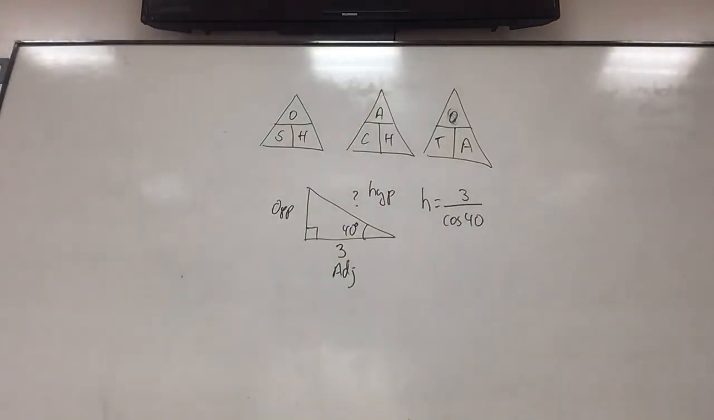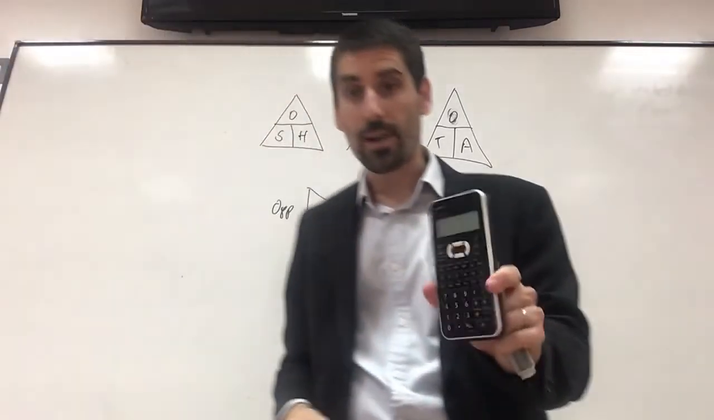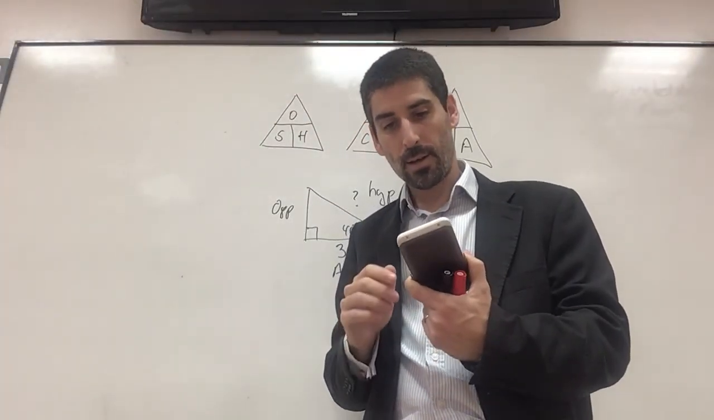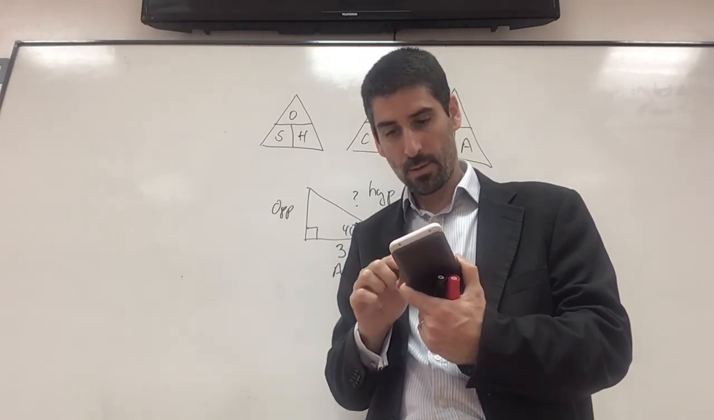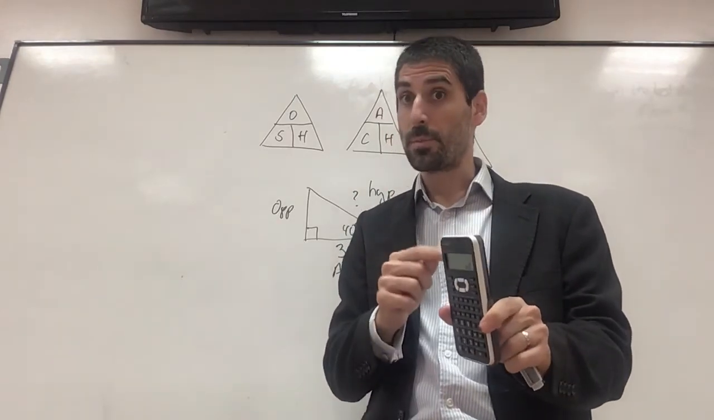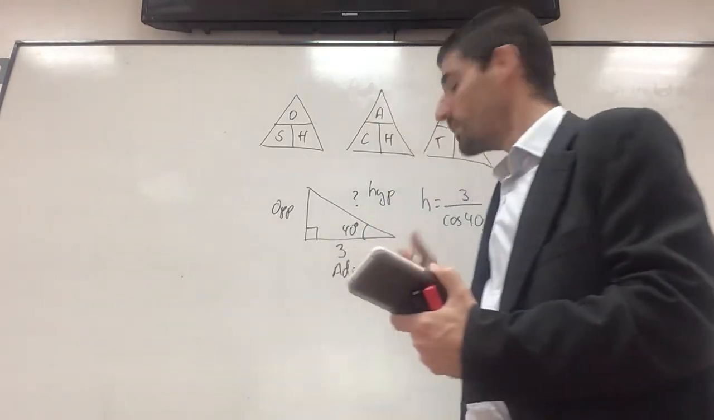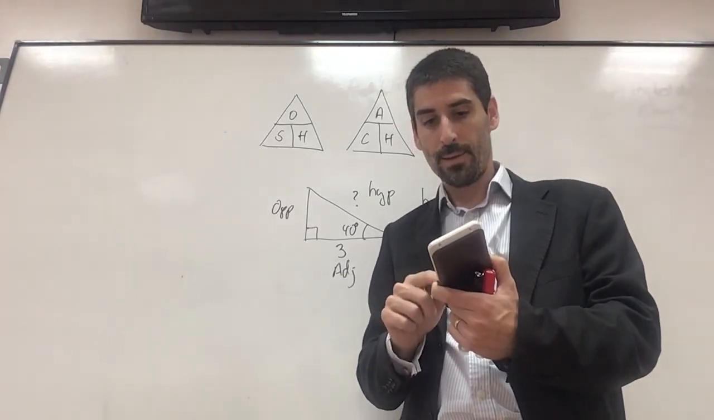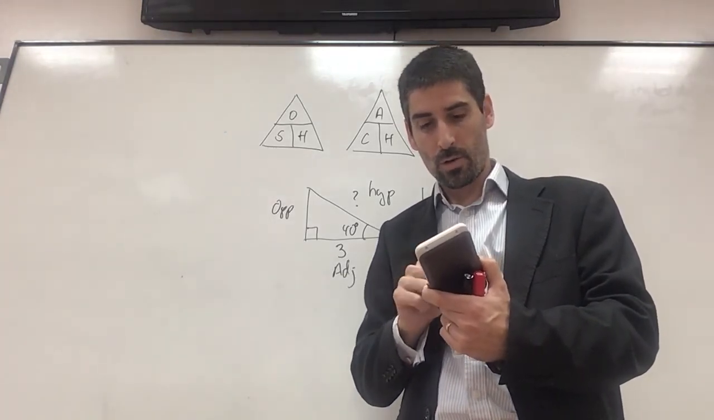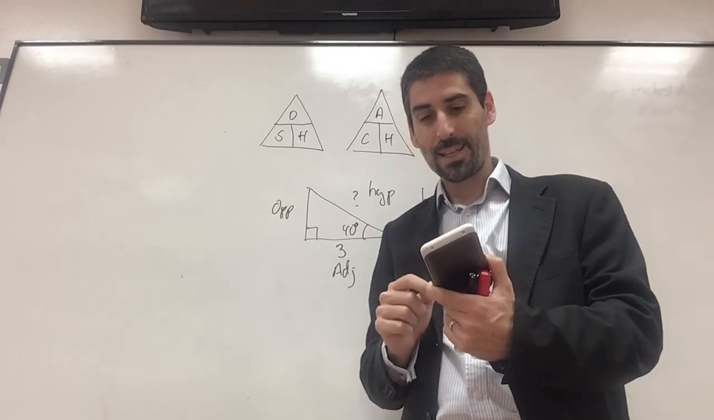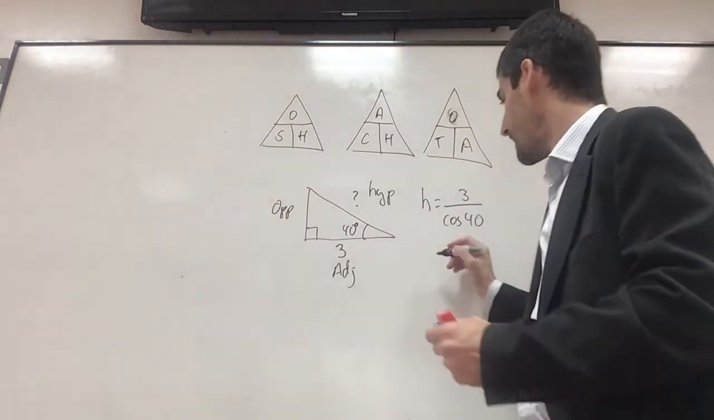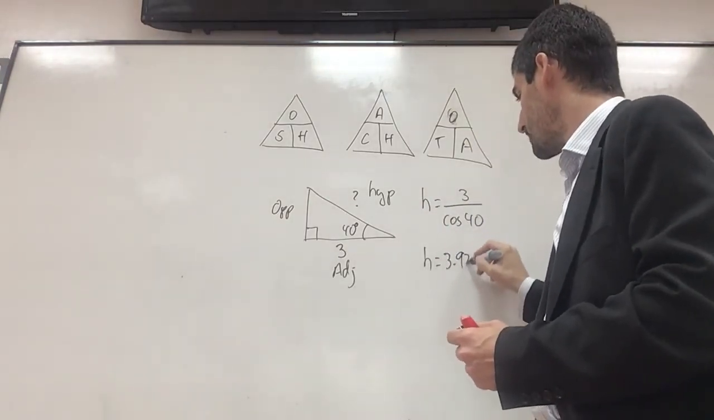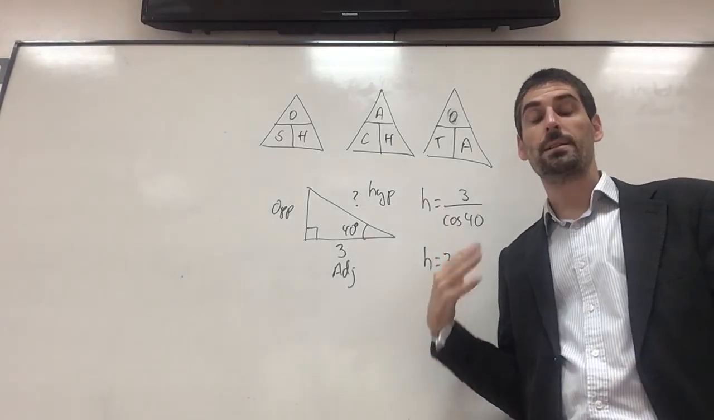Calculator. So you whack out your calculator. I need to make sure that I am in degrees, which I wasn't, so I need to check that. And then I'm going to do 3 divided by cos 40, and the answer is 3.92 rounded to 3 significant figures. So H is 3.92, and this is a perfectly answered exam question.